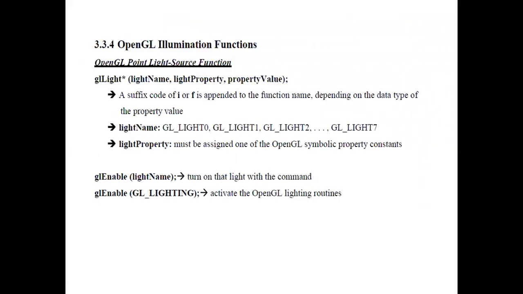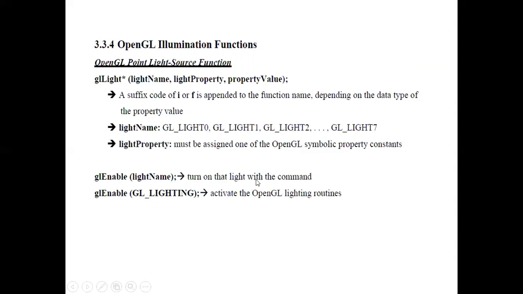Thank you. Before we complete, we have a few OpenGL illumination functions. We have the OpenGL point light source function, like glLight star, where we give the light name and the light property value. In place of star we can have a suffix code of i or f appended to the function name depending on the data type of the property value. For light name we can make use of light 0, light 1, and so on up to 7. The light property must be assigned to one of the OpenGL symbolic property constants.